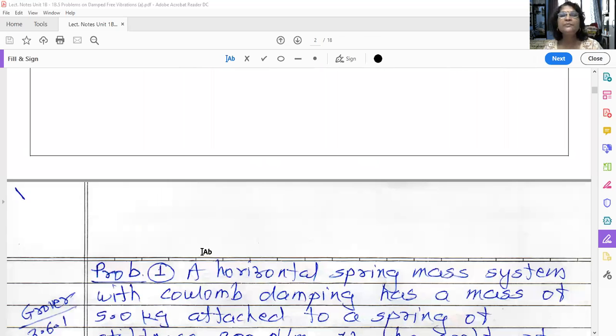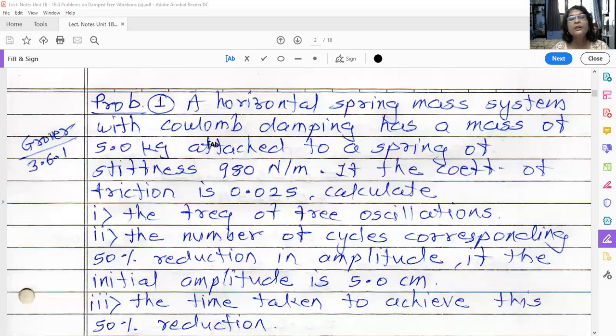So before going to problem number 1, let us revise what we have studied in damped free vibrations. There are 3 types of damped system: over damped, critically damped and under damped system. Over damped and critically damped systems have non-vibratory motion, and the under damped system has vibratory motion. Okay, so let us come to the first problem.